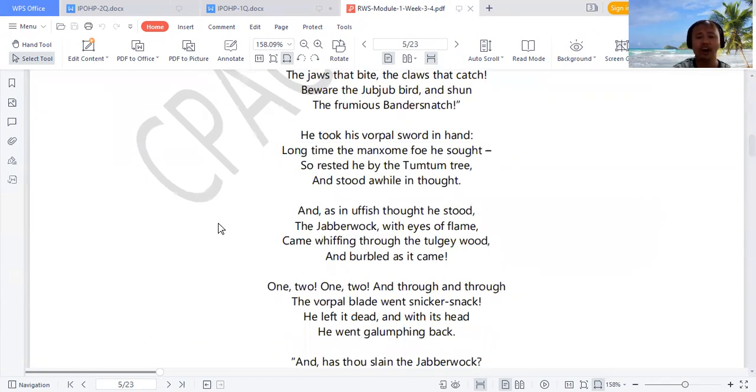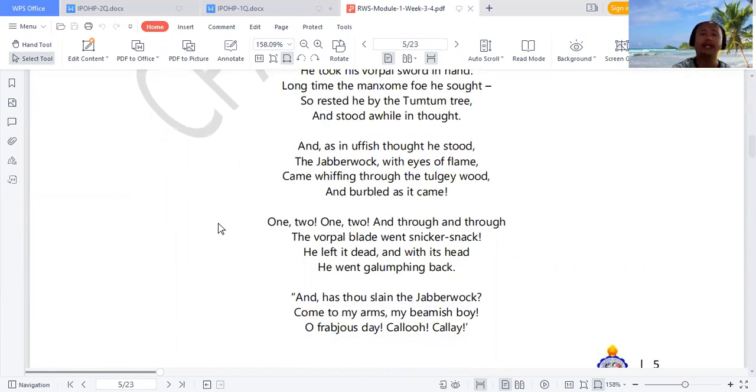And as in uffish thought he stood, the Jabberwock, with eyes of flame, came whiffling through the tulgey wood, and burbled as it came. One, two! One, two! And through and through the vorpal blade went snicker-snack! He left it dead, and with its head he went galloping back. And hast thou slain the Jabberwock?